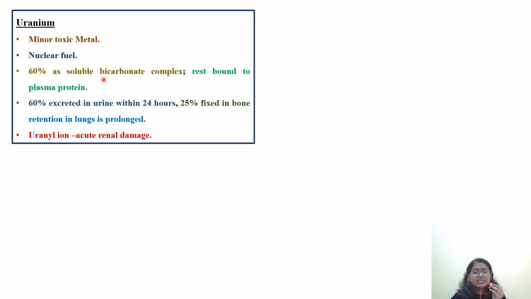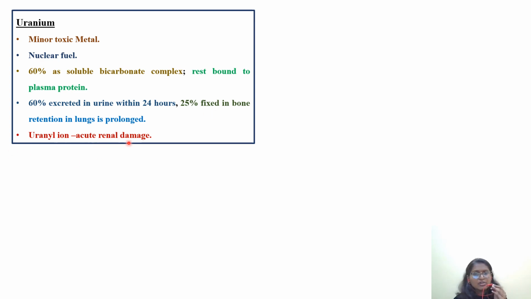60% of uranium exists as soluble bicarbonate complex, the rest bound to plasma protein. 60% is excreted in urine within 24 hours and 25% is fixed in bone. Retention in lungs is prolonged, so very important. Uranium goes and deposits in the bone. Whenever a certain metal or chemical goes to certain tissues like bone or adipose tissue and binds there, then its half life will keep increasing, unlike other tissue binding, protein binding.